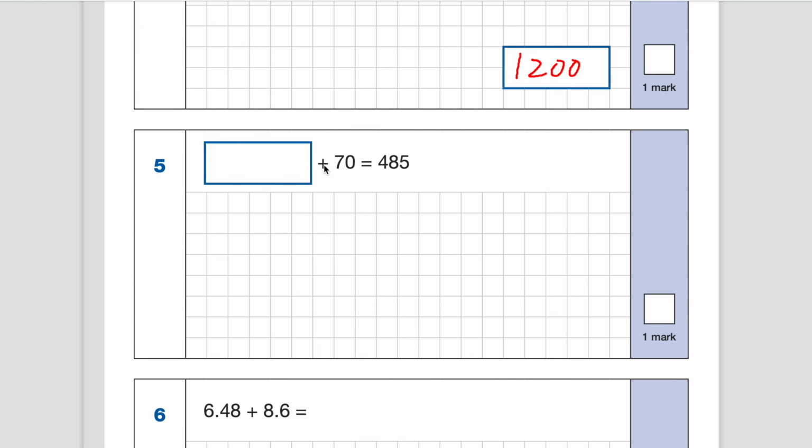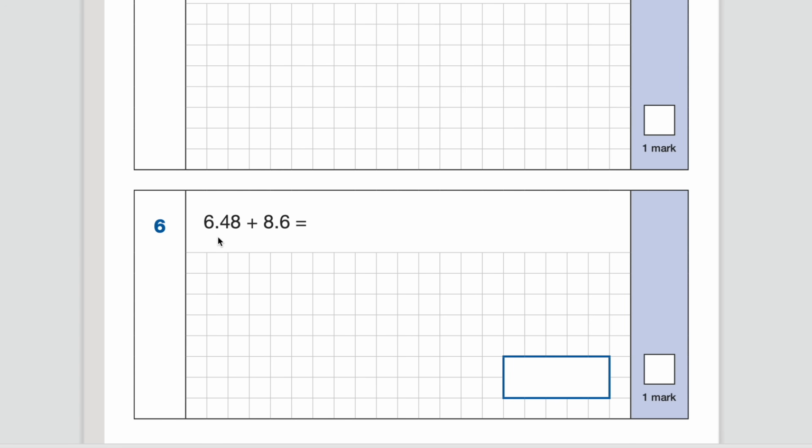Number 5, something plus 70 equals 485. Again, we can do the inverse here, so 485 subtract 70 is 415. Now, if you want to check your answer, just go back through the calculation again. 415 plus 70 equals 485. So my answer is right.